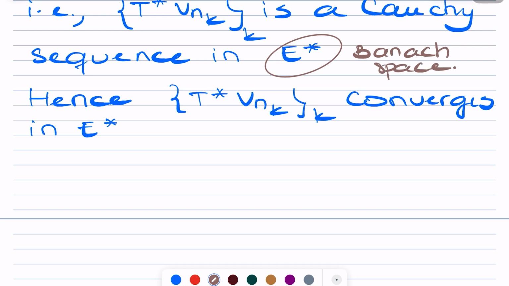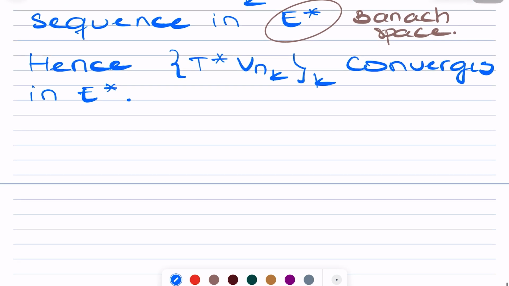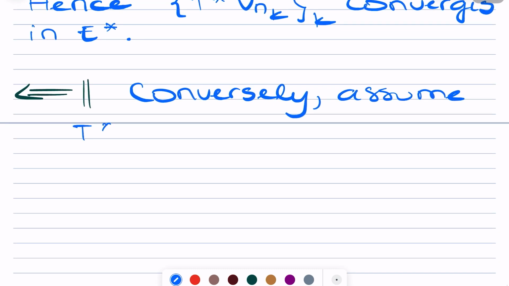So that subsequence converges in E star, and then you're basically done. Good. So the first implication holds. Now let's have a look at the reverse. Conversely, assume that the adjoint of T is a compact operator from the dual of F into the dual of E.